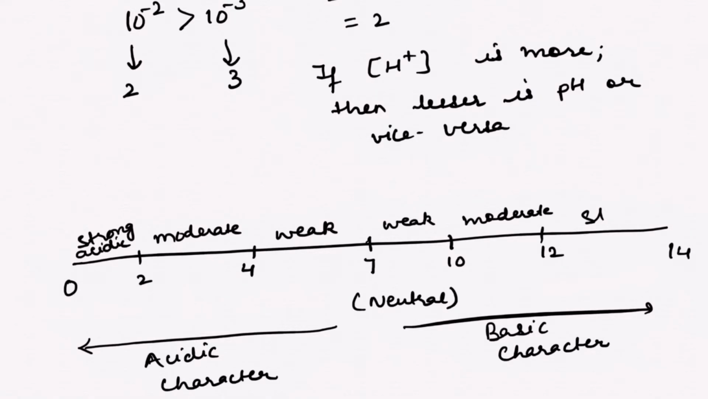Okay, so in our next class we will do some very basic questions on the pH scale. Means if hydrogen ion concentration is given, how can you find out pH? Or vice versa, if pH is given, how can you find out hydrogen ion concentration?